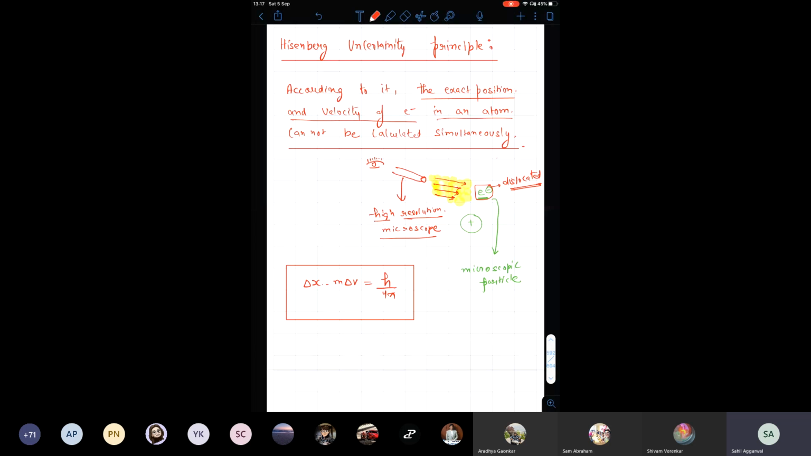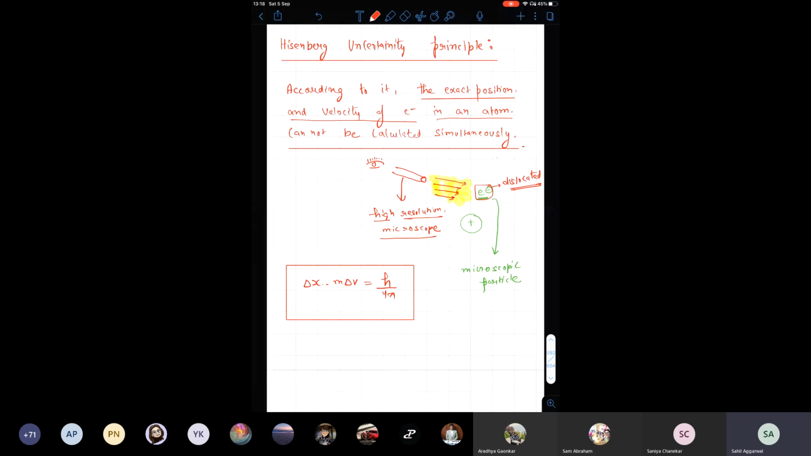All of you understood this? What have you written? h upon 4 pi? Yes, h upon 4 pi. Rest everything you understood? Yes, sir. We cannot find out the exact position and the velocity of the electron simultaneously.